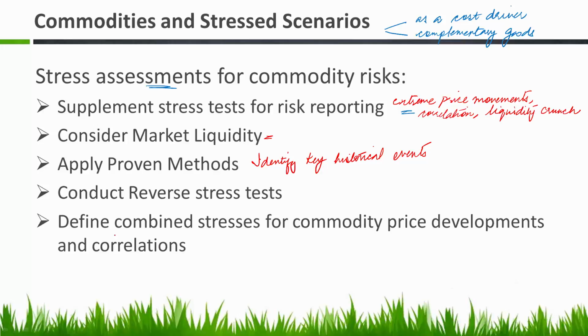Finally, you define the combined stress for commodity price developments and correlations. Trading organizations increasingly need to develop stress tests and more sophisticated risk aggregation methodologies that take into account risk related to not only commodity price fluctuations but also alterations in their correlations.